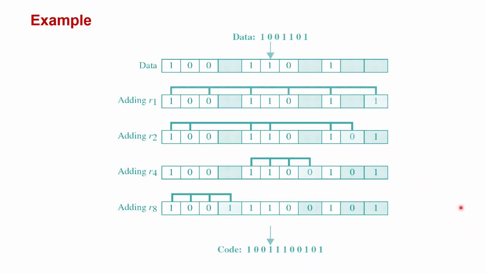After inserting these parity bits, the final Hamming code becomes 1001 1100 101. This encoded sequence allows both error detection and correction at the receiver side.